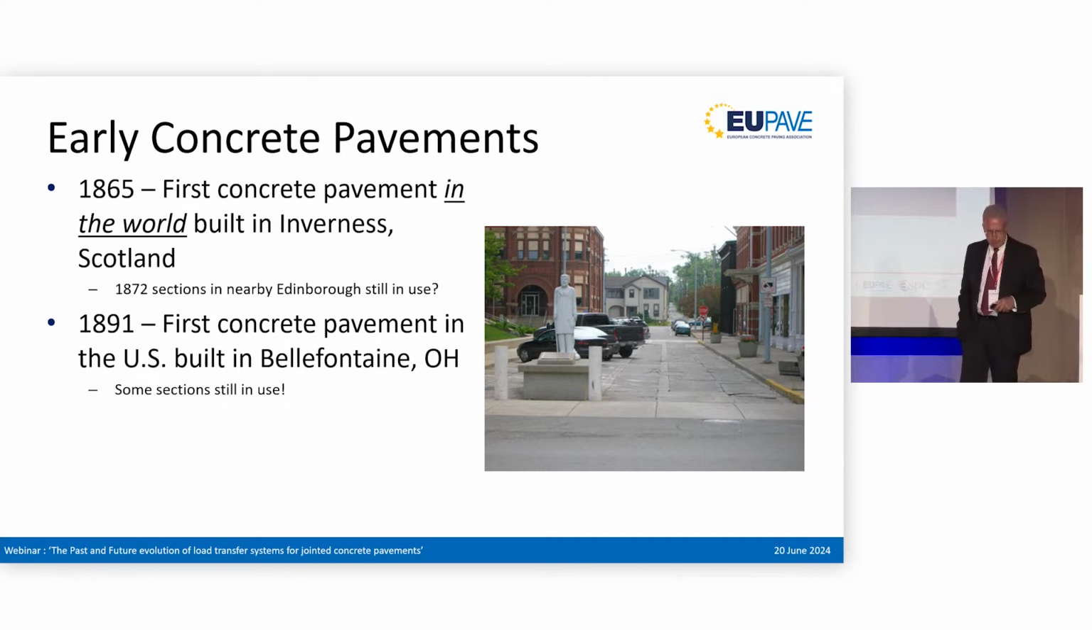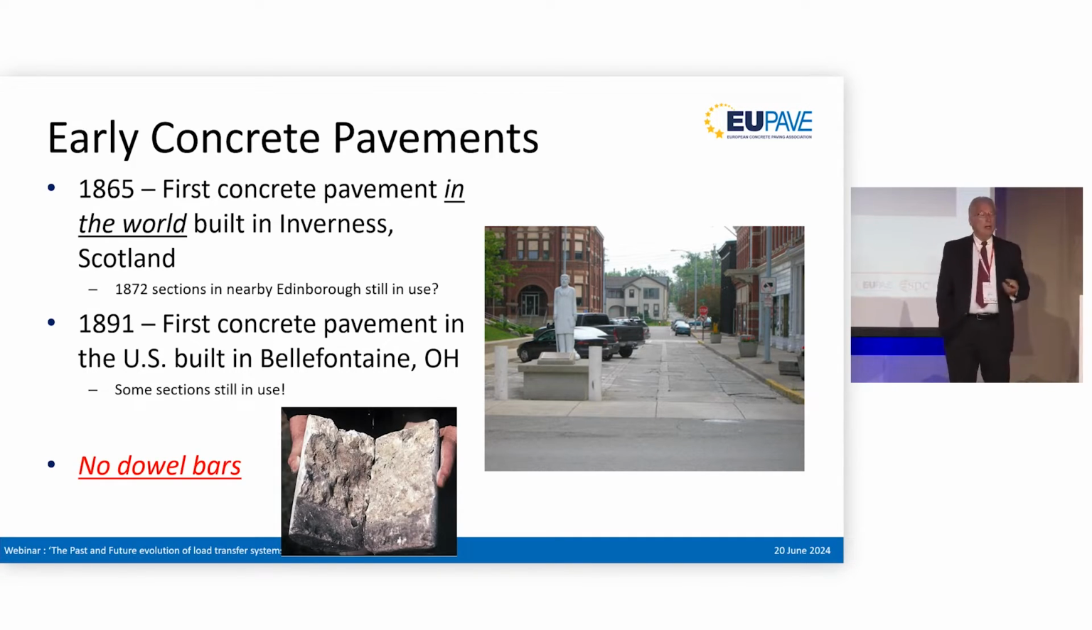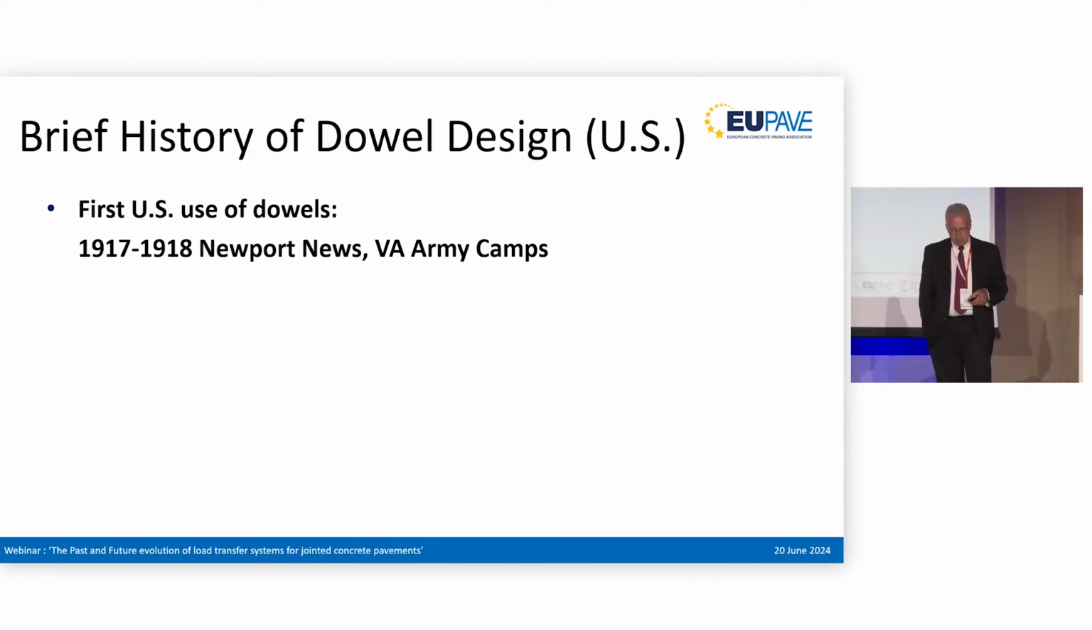aspire to. But these early pavements all had no dowel bars. They relied on aggregate interlock load transfer. They were all lightly loaded. They were designed for horses and carriages, relatively light loads. Very different situation from what we have here today.